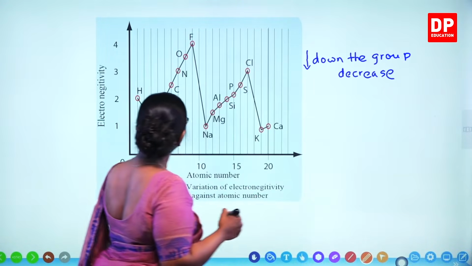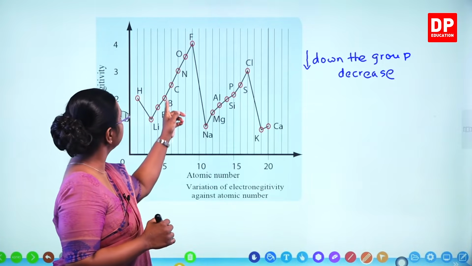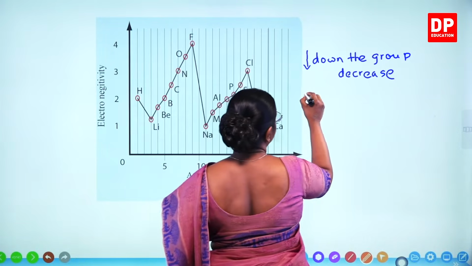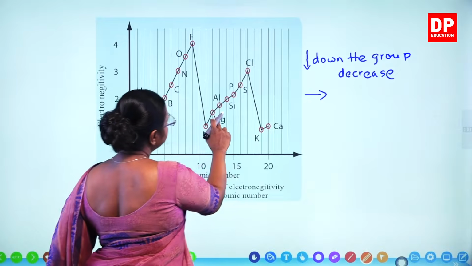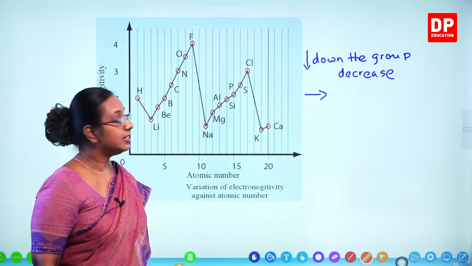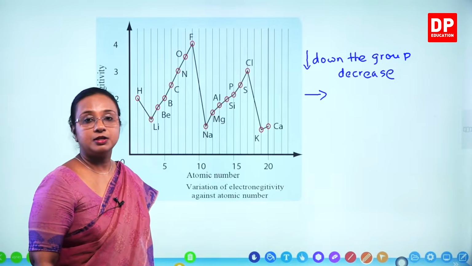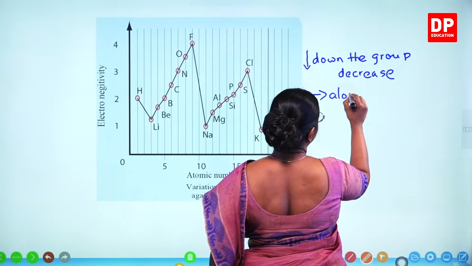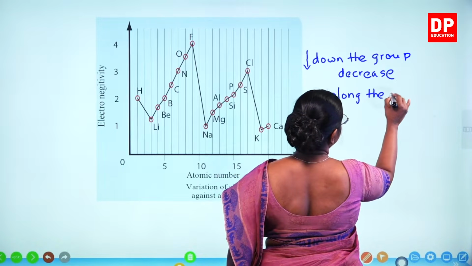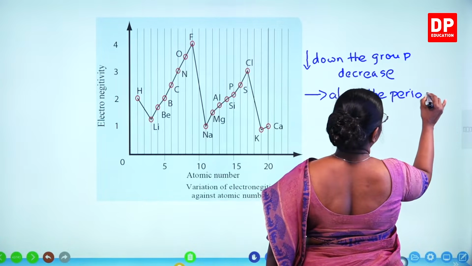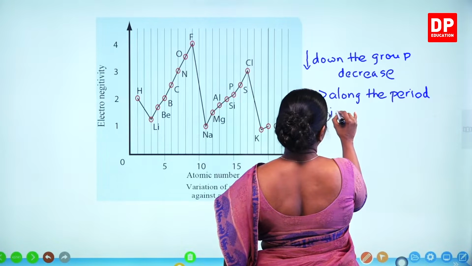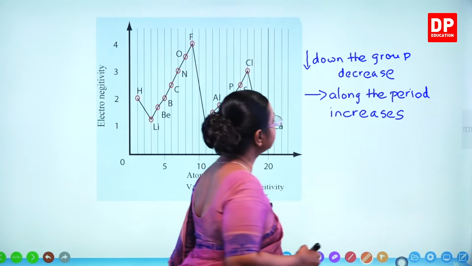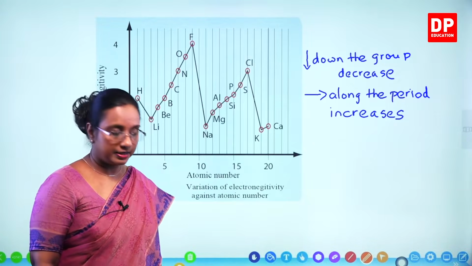Then if you look at this part, starting from lithium, beryllium, boron, carbon, nitrogen, oxygen, fluorine, across the period. The same way, sodium, magnesium, aluminium, silicon, phosphorus, sulfur and chlorine increases gradually. So, along the period, electronegativity increases. So, down the group it decreases, along the period it increases.